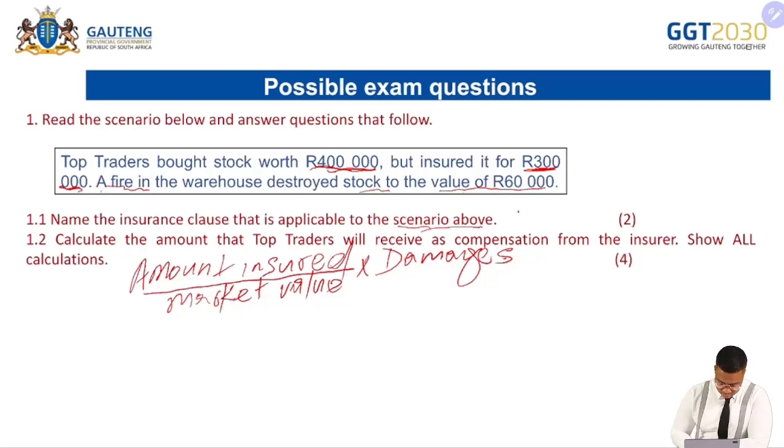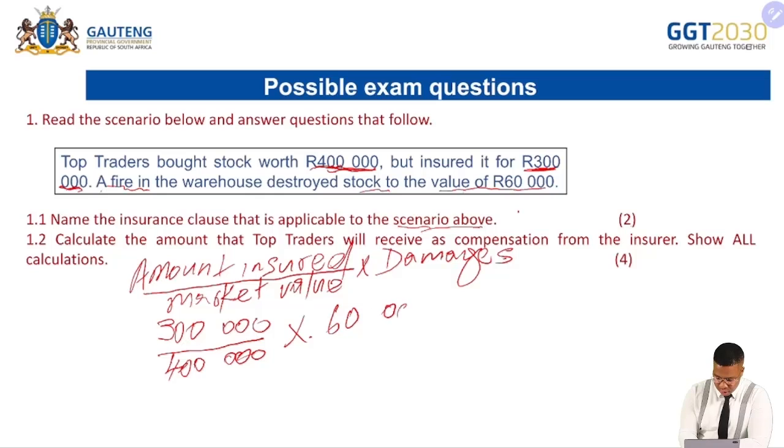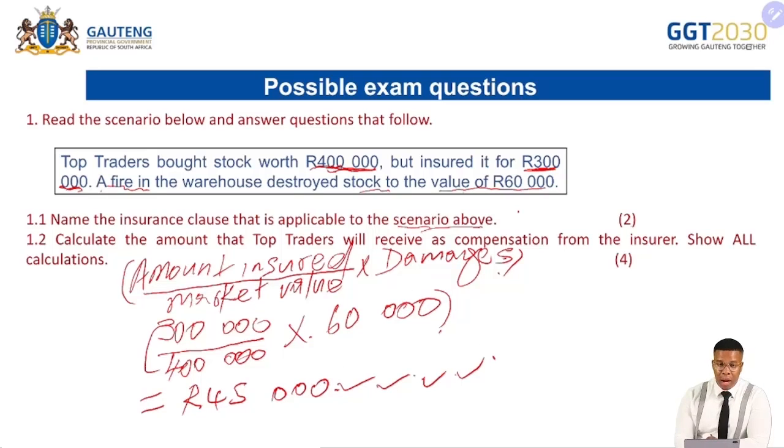So now we analyze. We analyze to say what is the amount of insurance. There is 300,000 over the market value, which makes it to be 400,000, multiply by the damages, which were 60,000, and then what would be the amount of compensation that the insurer would give to Top Trader? The answer would be 45,000. That is your answer there. What is key? Show the calculations and the process, and you get your answer. So that is how you are supposed to do it.